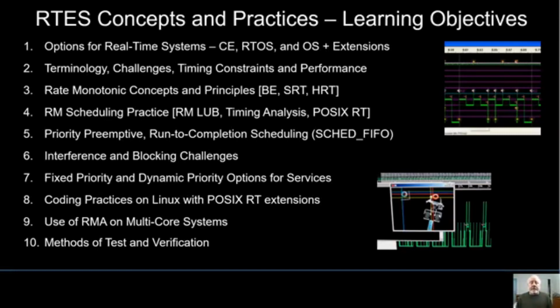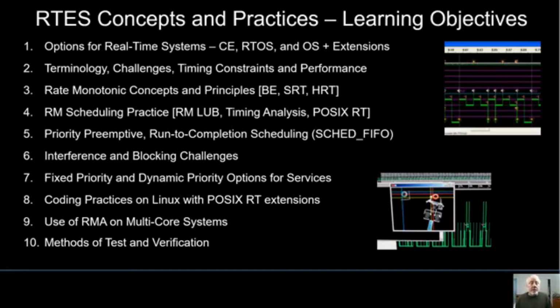And what you learn could also be easily applied to other types of platforms, which will be covered as we go through the series. So I'll always point out you have other options like a cyclic executive on a smaller, more deeply embedded micro, as well as an RTOS or the approach we're taking.